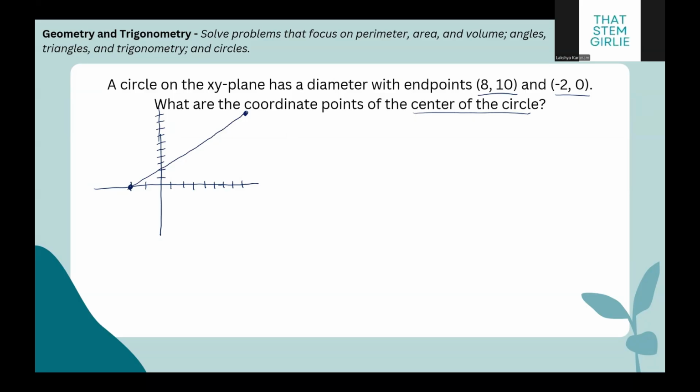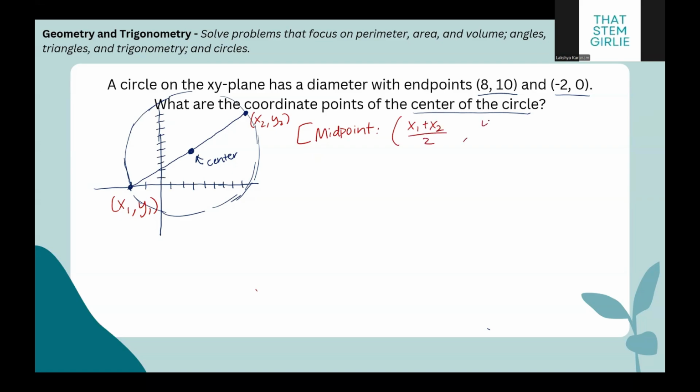So essentially, we want to find the midpoint of this line. The midpoint of this line will give you the center of the circle that it forms, which is going to be, obviously not drawn to scale, approximately something like this, right? So to do this, the equation that you need to know is the midpoint equation. If we call one of these points (x1, y1) and the other point (x2, y2), the midpoint of those two is ((x1 plus x2) over 2, (y1 plus y2) over 2).